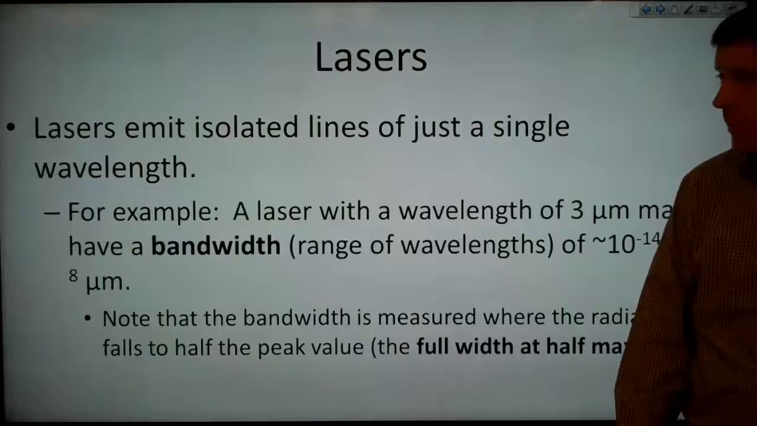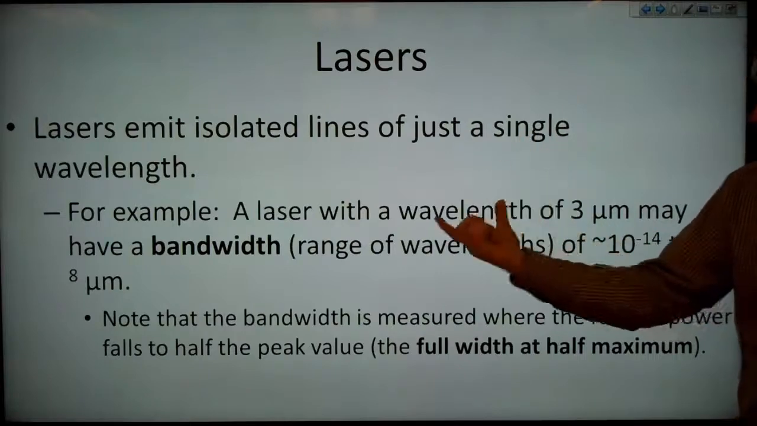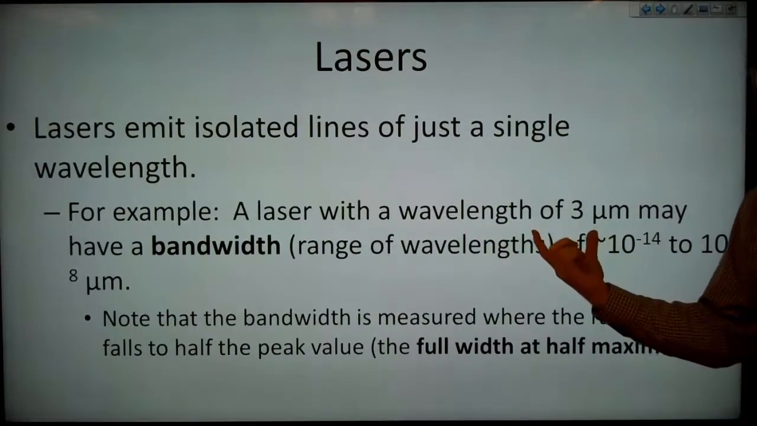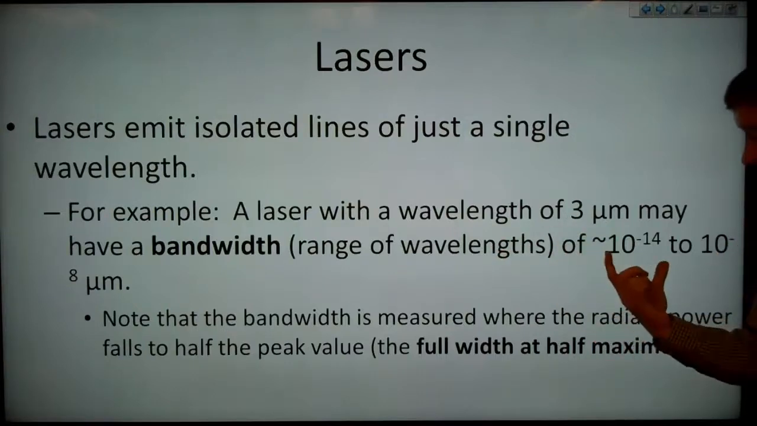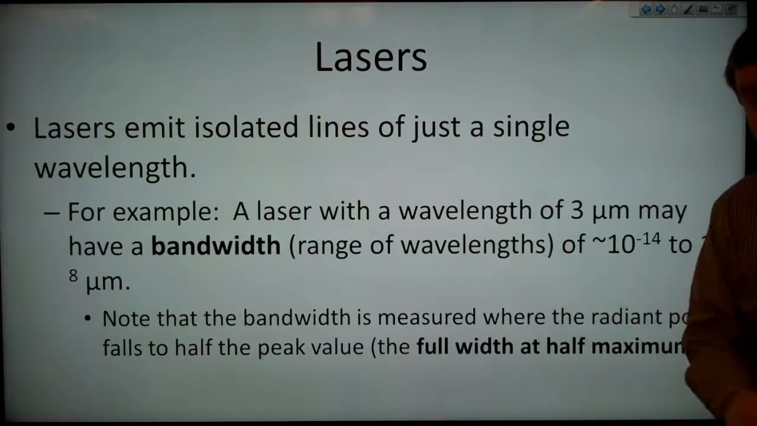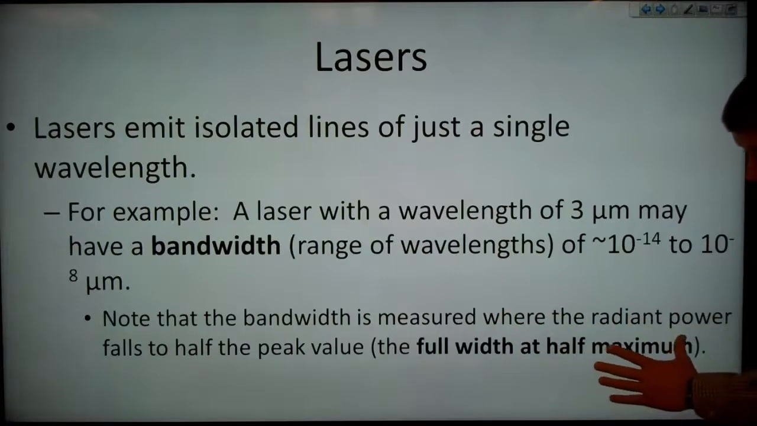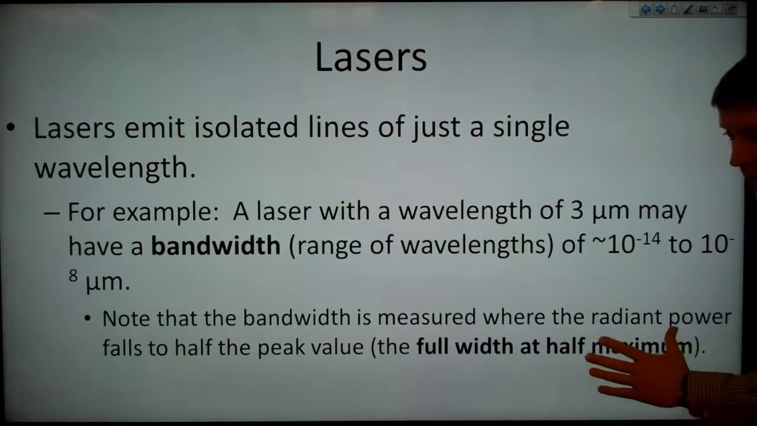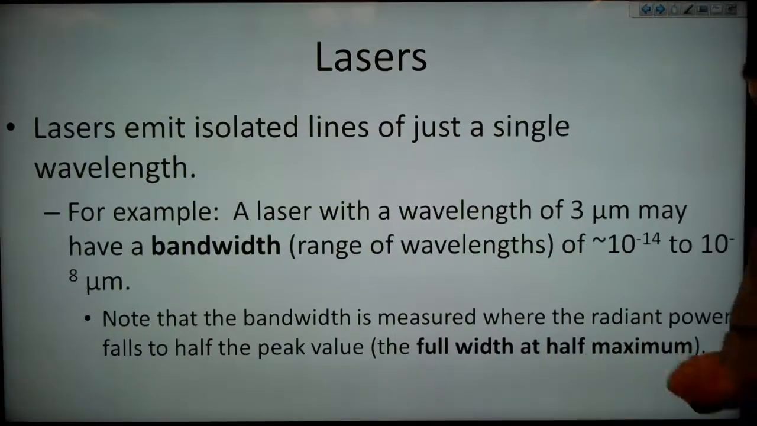Now, lasers emit isolated lines of just a single wavelength. For example, a laser with a wavelength of 3 microns may have a bandwidth, this is the range of wavelengths, somewhere between 10 to the minus 14 to 10 to the minus 8 microns. Note that the bandwidth then is measured where the radiant power falls to half the peak value. This is the full width at half maximum.